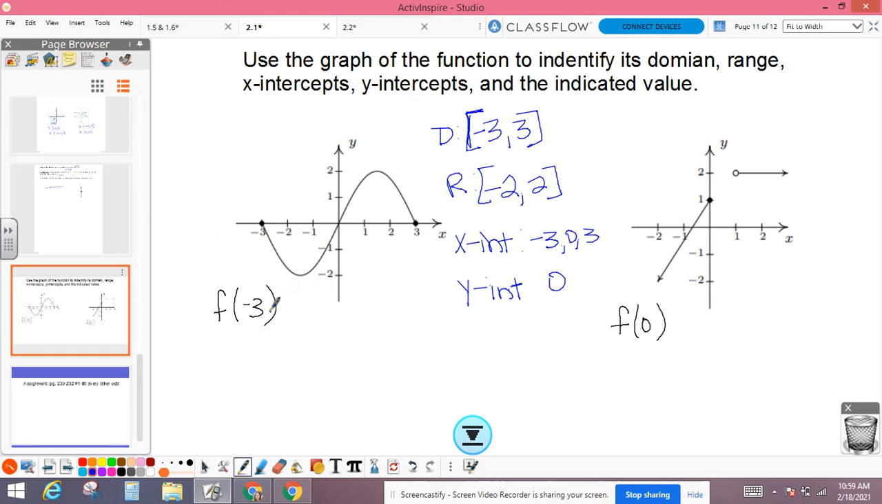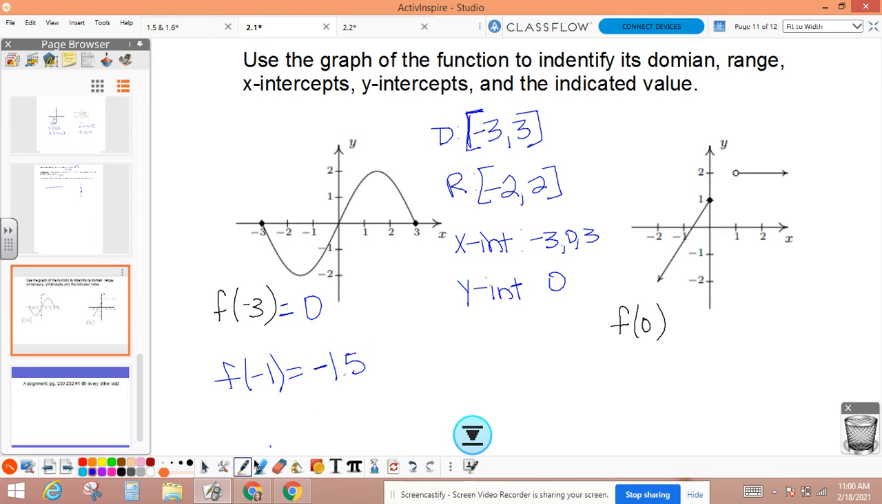And then the indicated value, can you tell me what f of -3 is? Well, if you find -3, the function value there is 0. If I ask you for f of -1, then you would tell me that it's about -1.5.